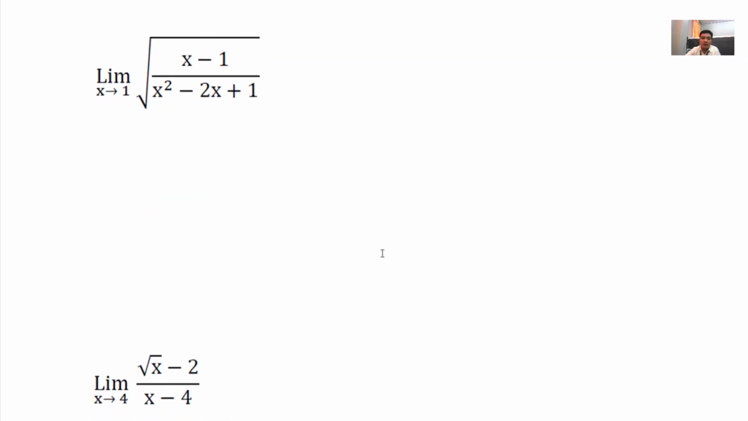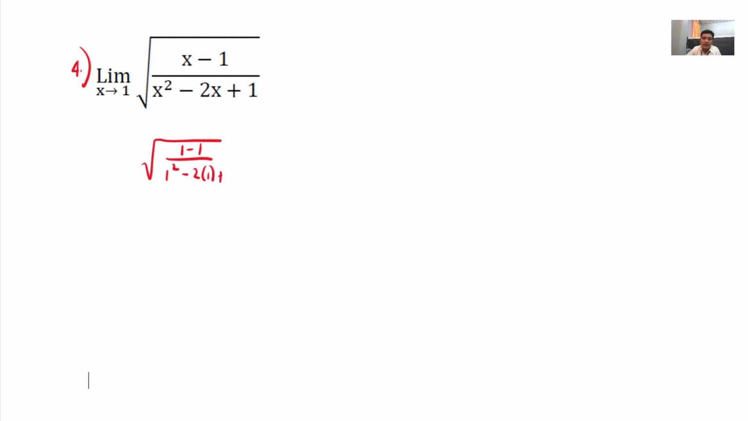Okay, how about this problem? Let's check first. So direct substitute natin to. So this is problem number 4. So square root of 1 minus 1 all over 1 squared minus 2 times 1 plus 1. Tama? So that is square root of 0 all over 1 squared minus 2 plus 1 is 0. So parang indeterminate siya. Okay?